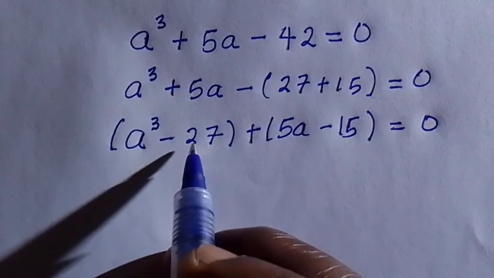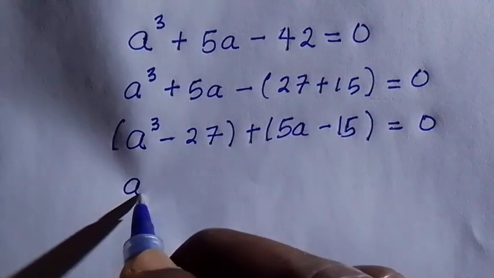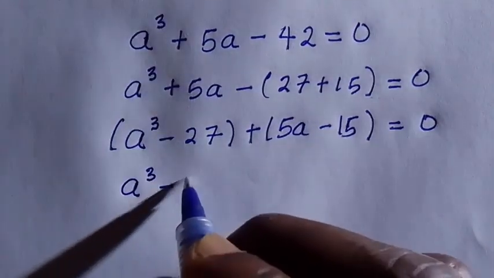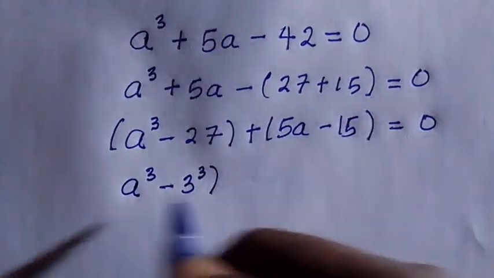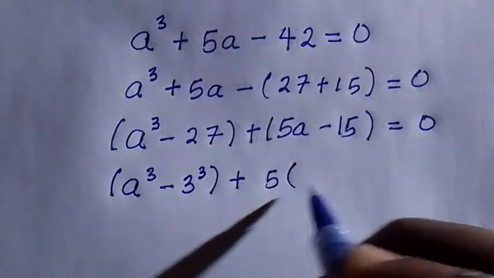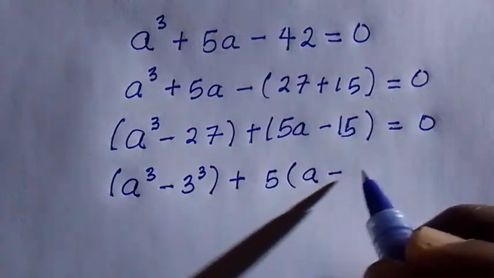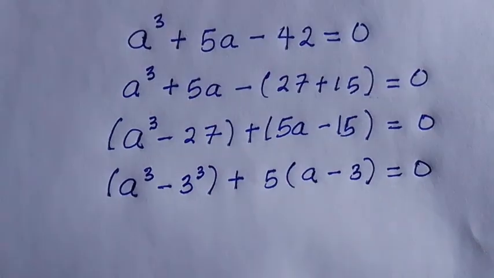So we have to rewrite 27 in exponent form. Then we have a to the power of 3 minus 3 to the power of 3, so we understand that this is still 27, in brackets, plus. Let's try to factor out 5 from here, so we get this as a minus 3 equals 0.